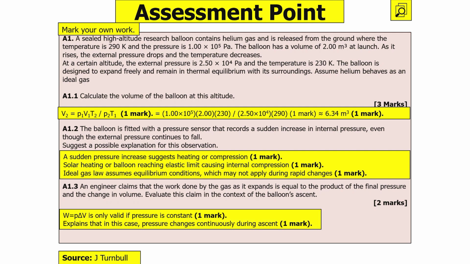Finally, W equals PΔV is only valid if the pressure of the gas remains constant. In this case, the pressure changes continuously during the ascent, which therefore means that it can't actually be used in this context.